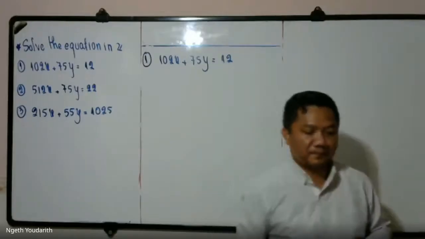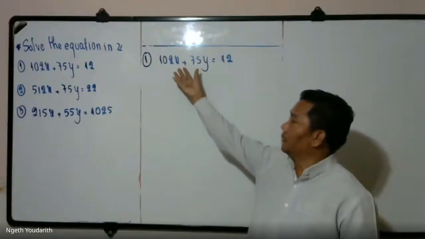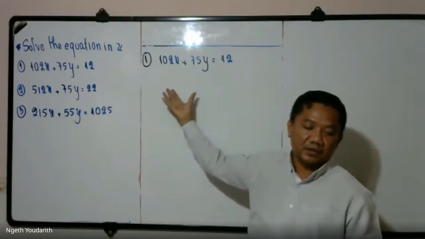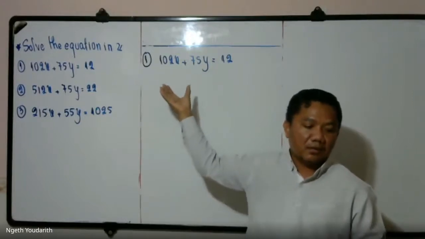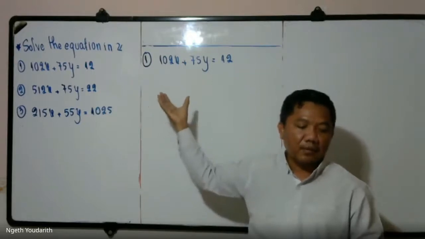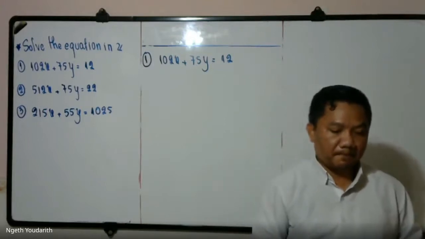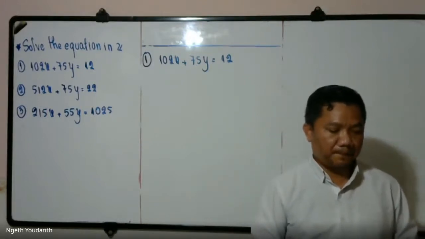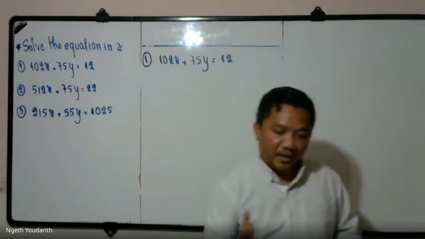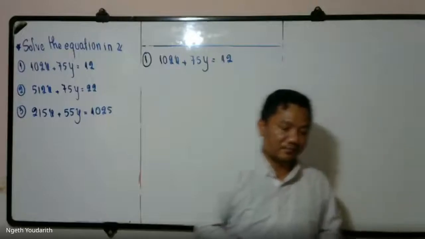This is a linear equation. Before we solve the equation in Z, what should we do first? I don't know, teacher. Okay, never mind. Teacher, can I try it? Yeah, please. We should let y equal t. Okay, thank you very much.